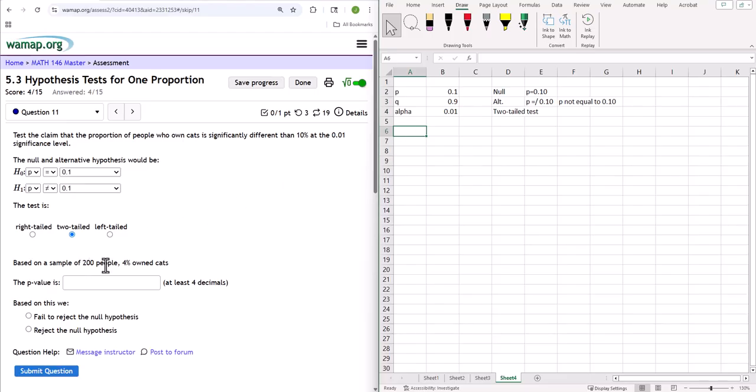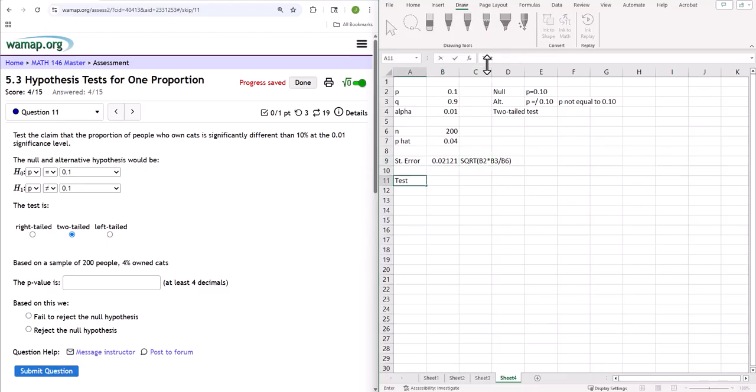Based on a sample of 200 people, 4% owned cats. So I've got n is equal to 200, and then I have a p-hat here of 4%. Now, don't want to make the 0.4 mistake, but it happens. From this, I need to use the information I have here to find my standard error. Again, the standard error for a proportion is the square root of P times Q divided by n. And there's our deal. A little bit of work for you here.